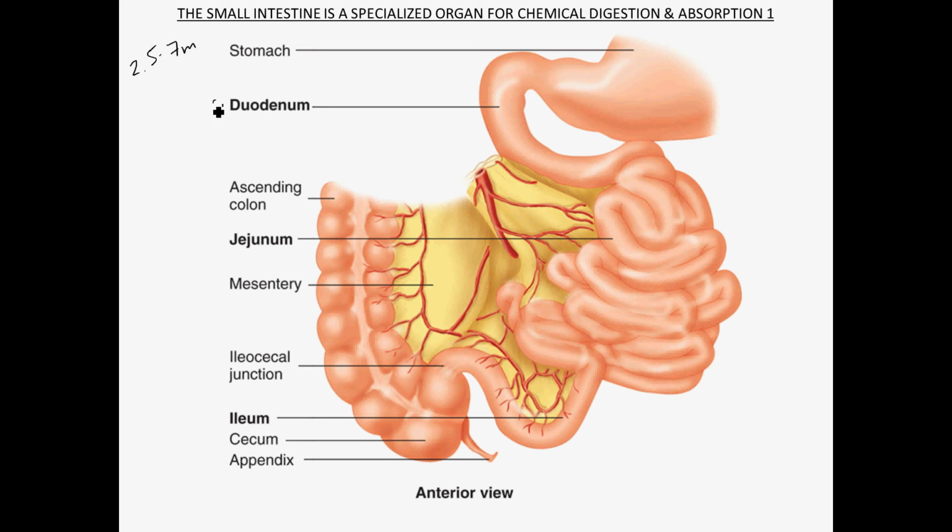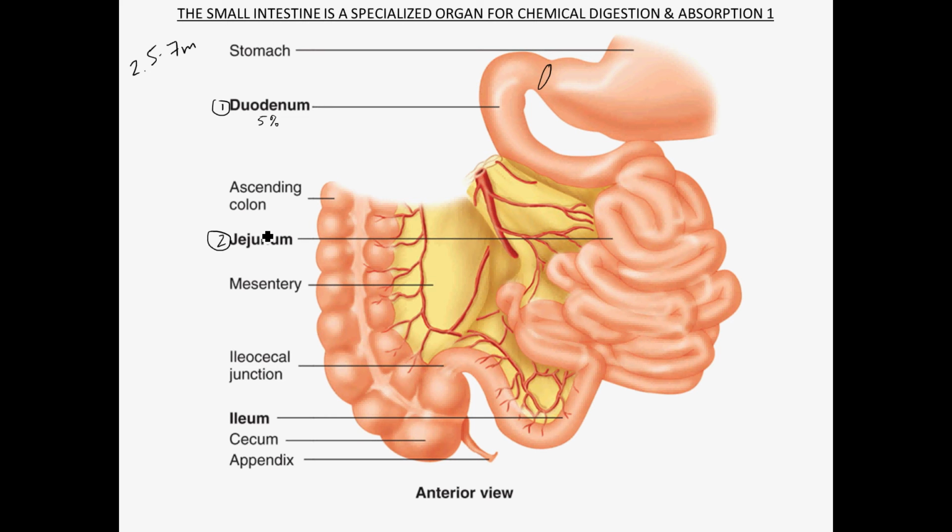The first region, which is about 5% of the total length of the small intestine, is the duodenum. The duodenum joins the pyloric end right here, so the pyloric sphincter located right here is the gateway into the duodenum. The duodenum is about 5%, and duodenum means 12 finger lengths, so it's the shortest part. The next part, this highly coiled region here, is the jejunum, and again that follows the duodenum.